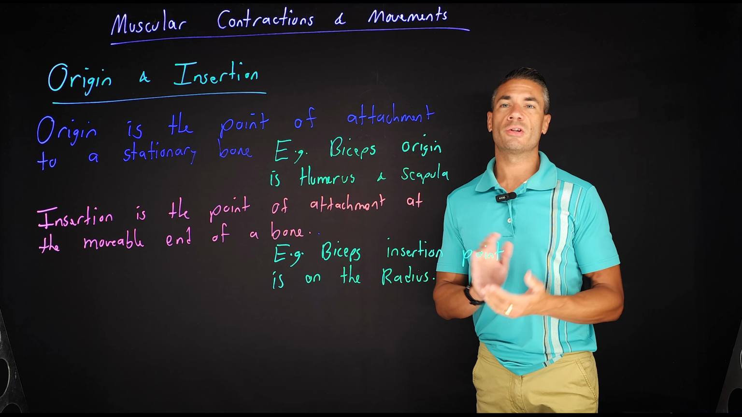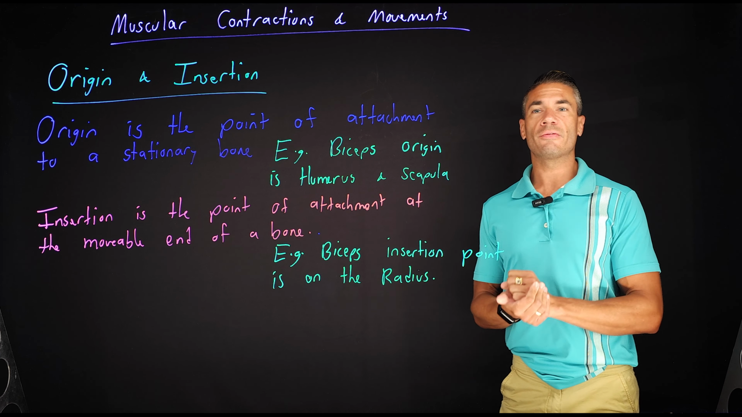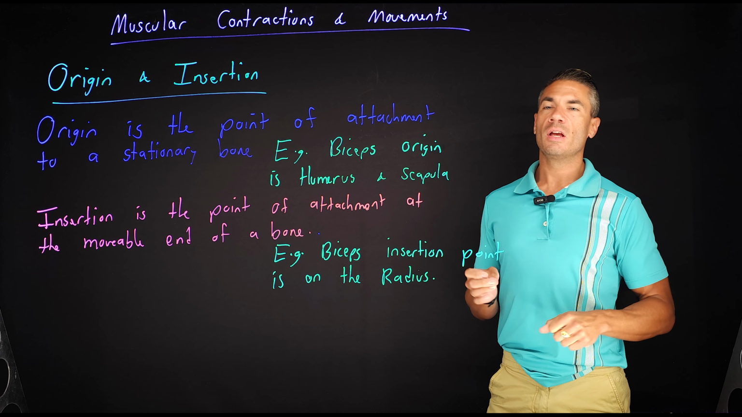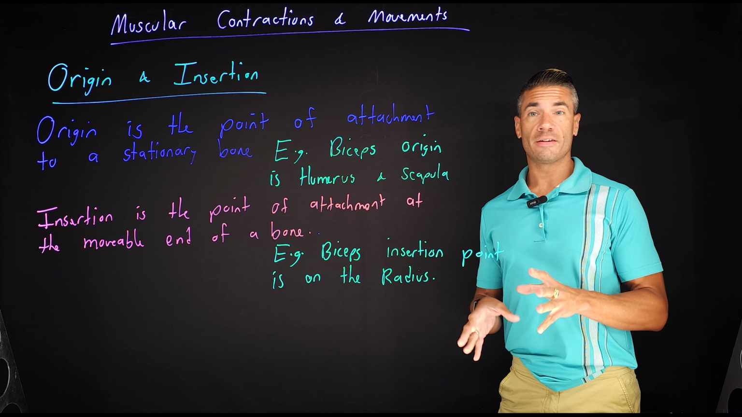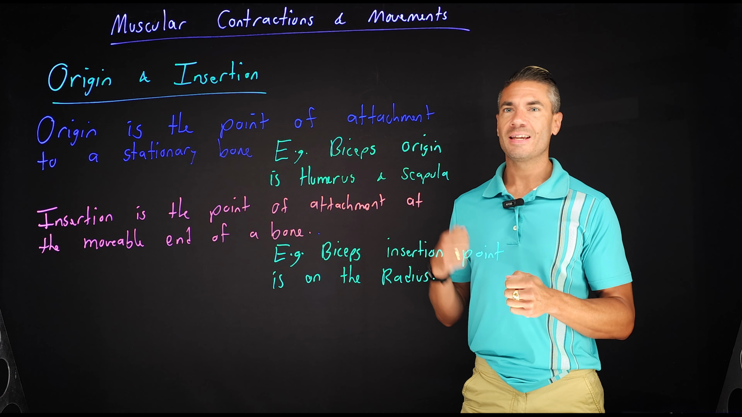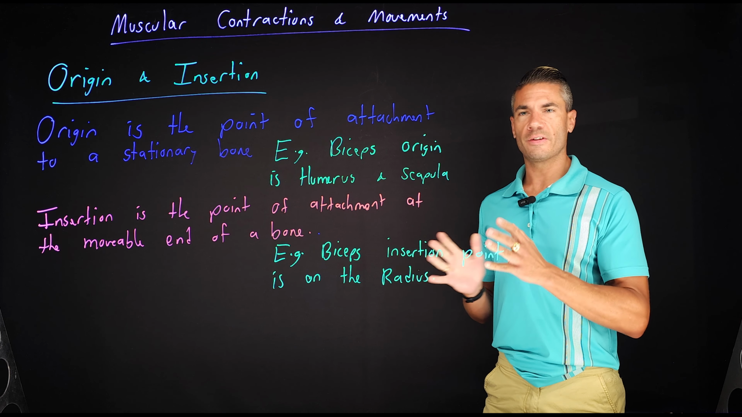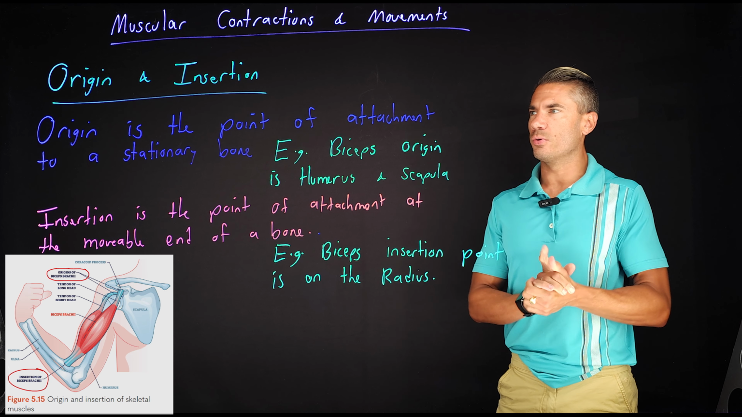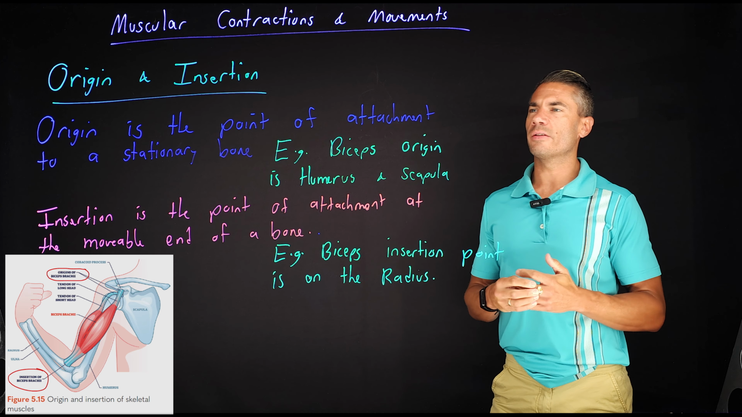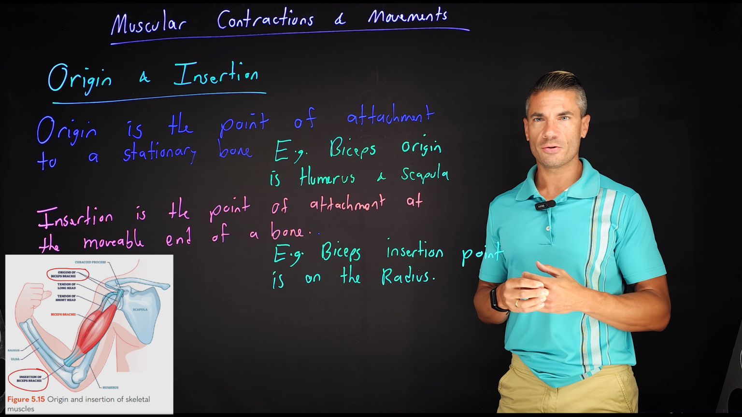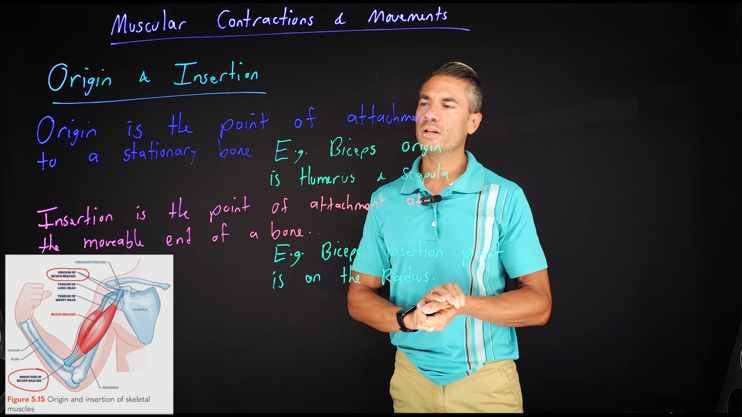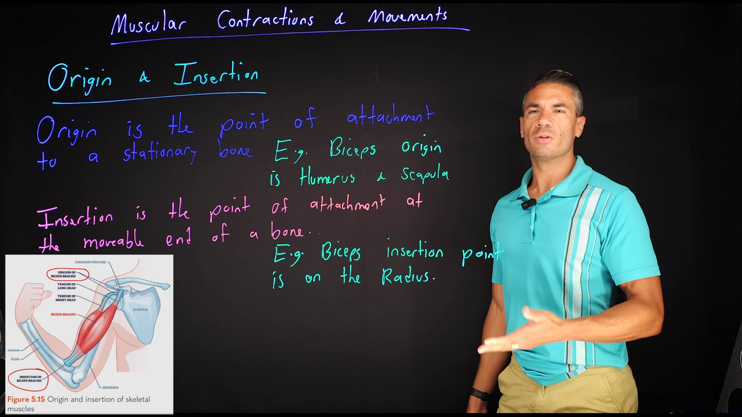Okay, so our first terms that I need you guys comfortable with are the origin and insertion. I will go through origin and insertion for major muscles in the next video, okay? But just for now, get this down. The origin point is the point of attachment to a stationary bone, and the insertion point is the point of attachment at the movable end of a bone.